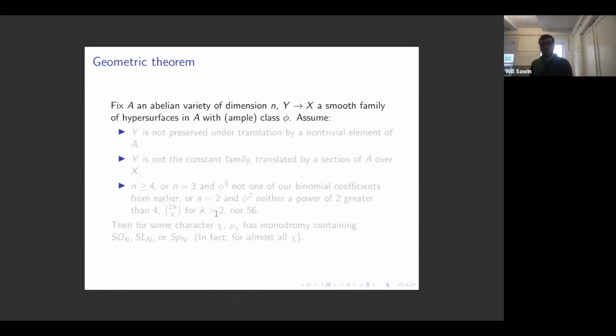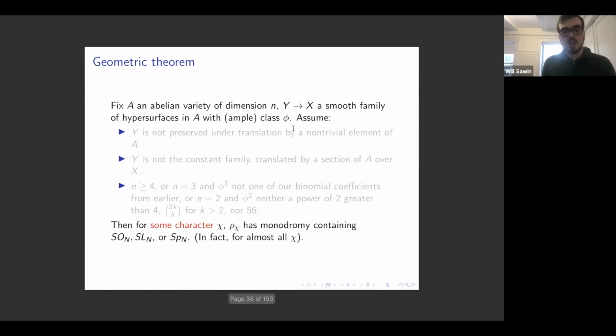So what I'd like to say next is the precise statement of the big monodromy theorem we proved. We're going to fix an abelian variety A of dimension n. We're going to fix Y to X, a smooth family of hypersurfaces in A. We'll let phi be the class of a fiber, and we'll assume it's ample. The conclusion will be that there's some character chi where rho chi has monodromy containing one of the three classical groups, SO(N), SL(N), or Sp(N). In fact, we'll show this for almost all chi. If you look at characters of the M torsion points, the proportion of chi for which this is true should go to 1 as M goes to infinity.